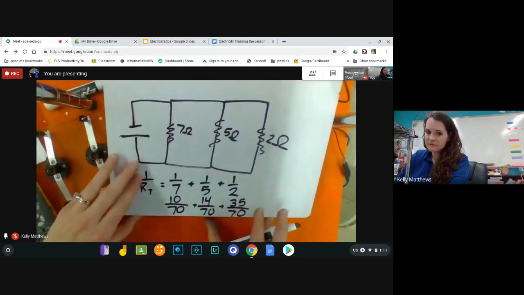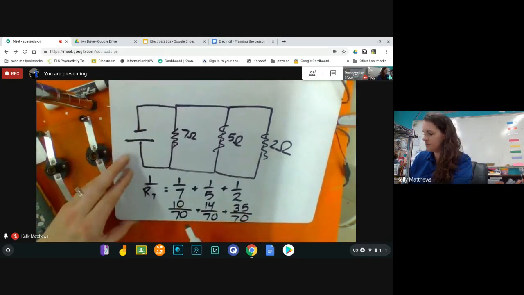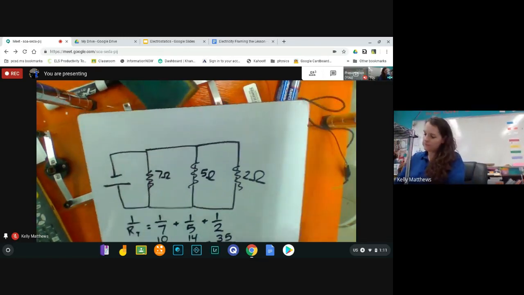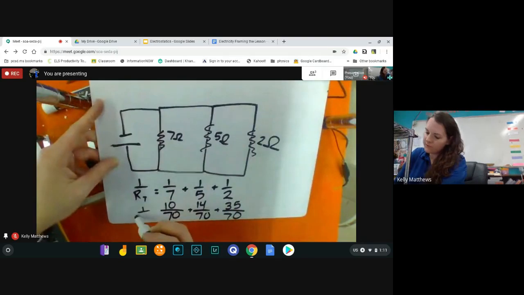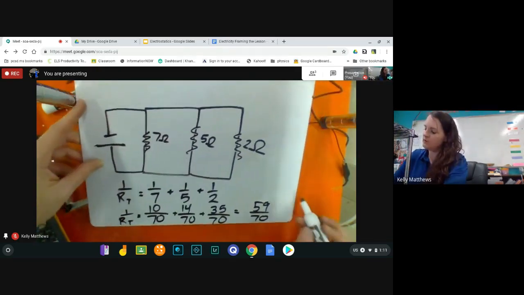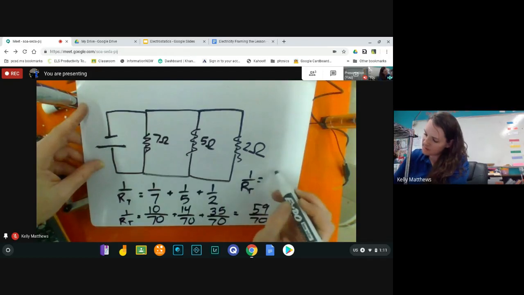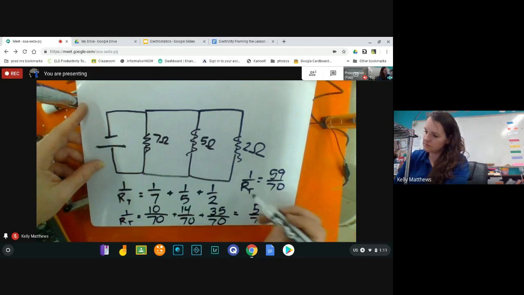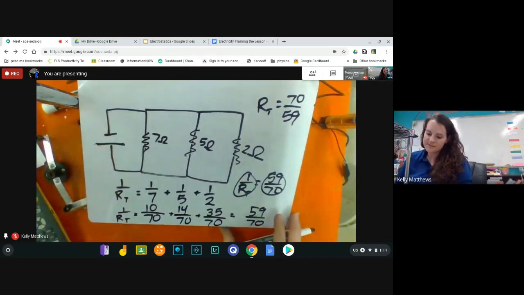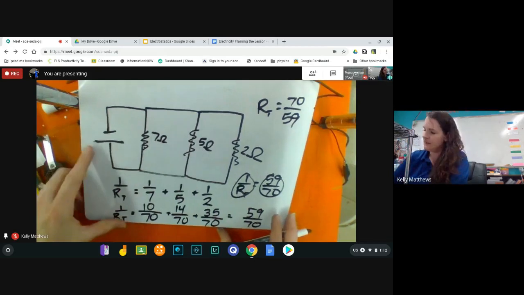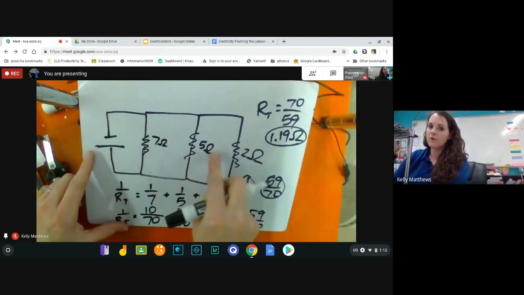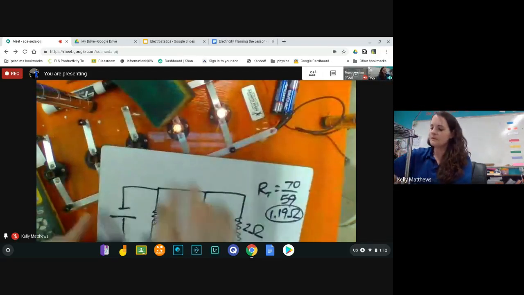So doing that, and you could do it in a calculator and not do the fractions in your head, we end up with 1 over our total resistance equals 59 over 70. Well, still, that's not our total resistance. 1 over the total resistance equals 59 over 70. So what would we need to do to each of those? We'd need to flip them. So the total resistance is equal to 70 over 59. And you could keep it as that, or you could find it as a decimal close by. So 1.19 ohms would be okay to say for the total resistance of this circuit. Okay?